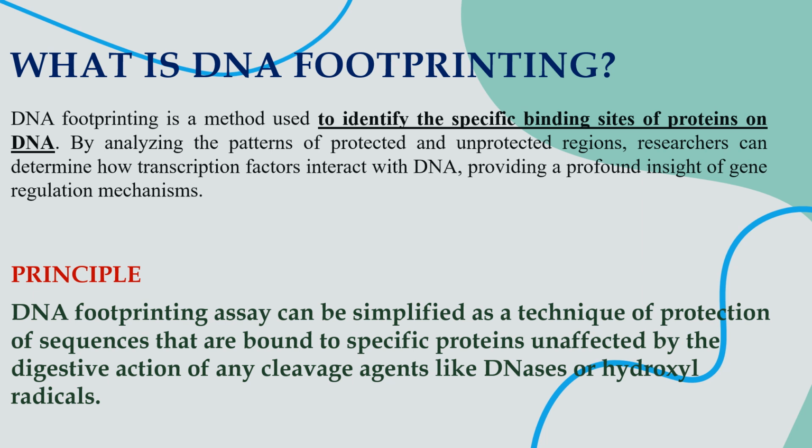So defining the technique, we can say that DNA footprinting is a method used to identify the specific binding sites of proteins on DNA. By analyzing the patterns of protected and unprotected regions, researchers can determine how transcription factors interact with the DNA, providing a profound insight into gene regulation mechanisms, as it can be used for assessing transcription factors which bind to the promoter, silencer or enhancer region of a gene to regulate its expression.